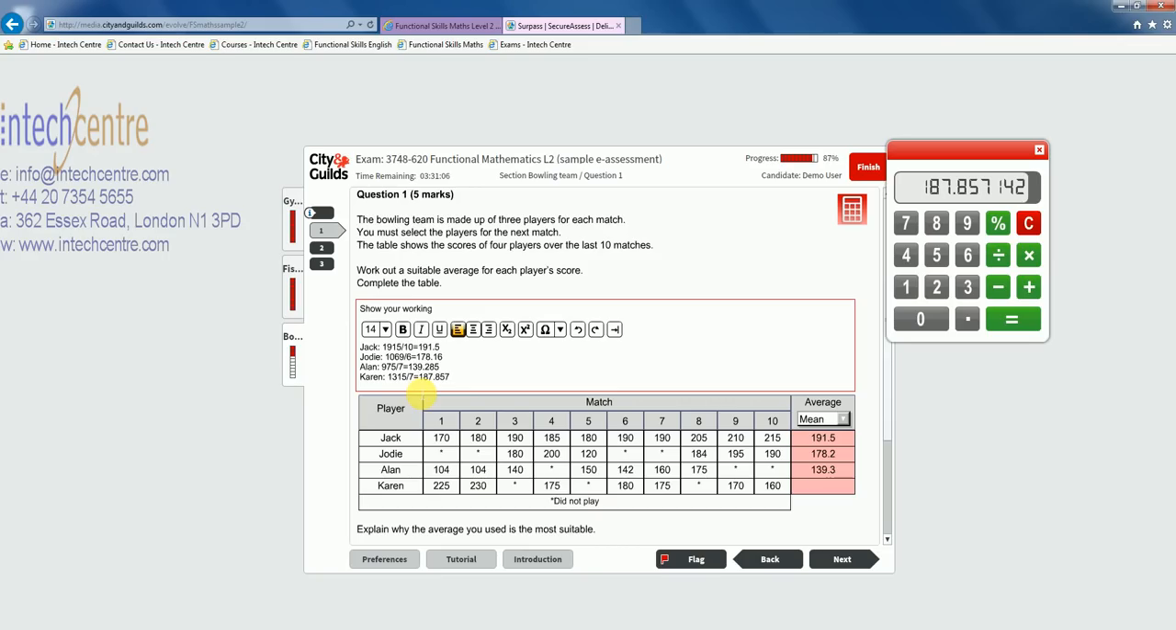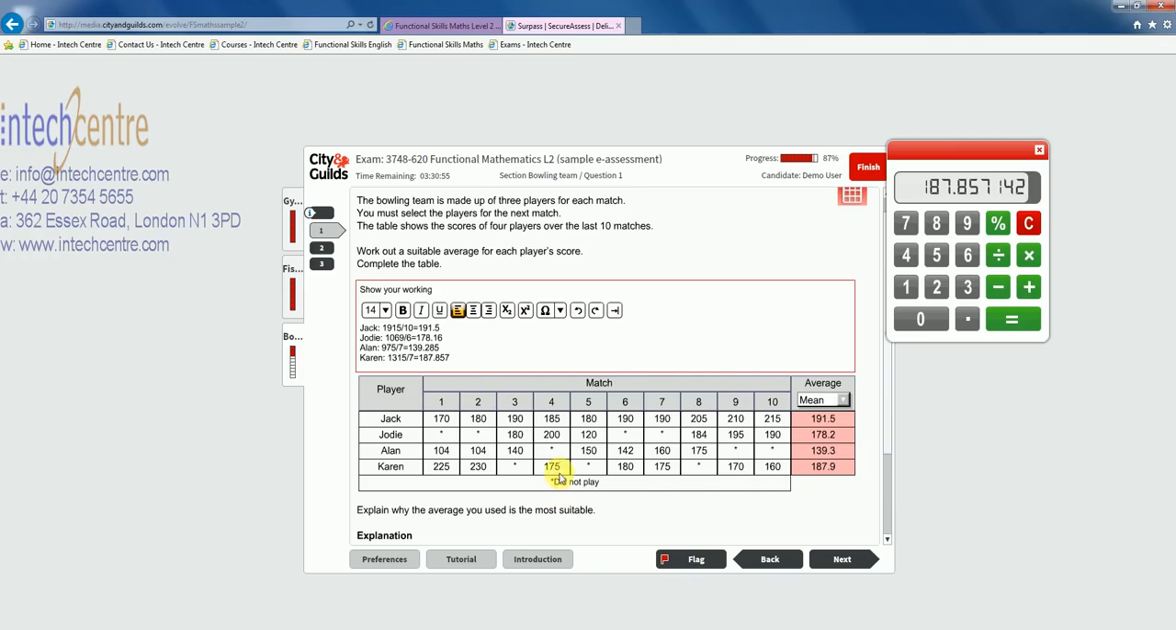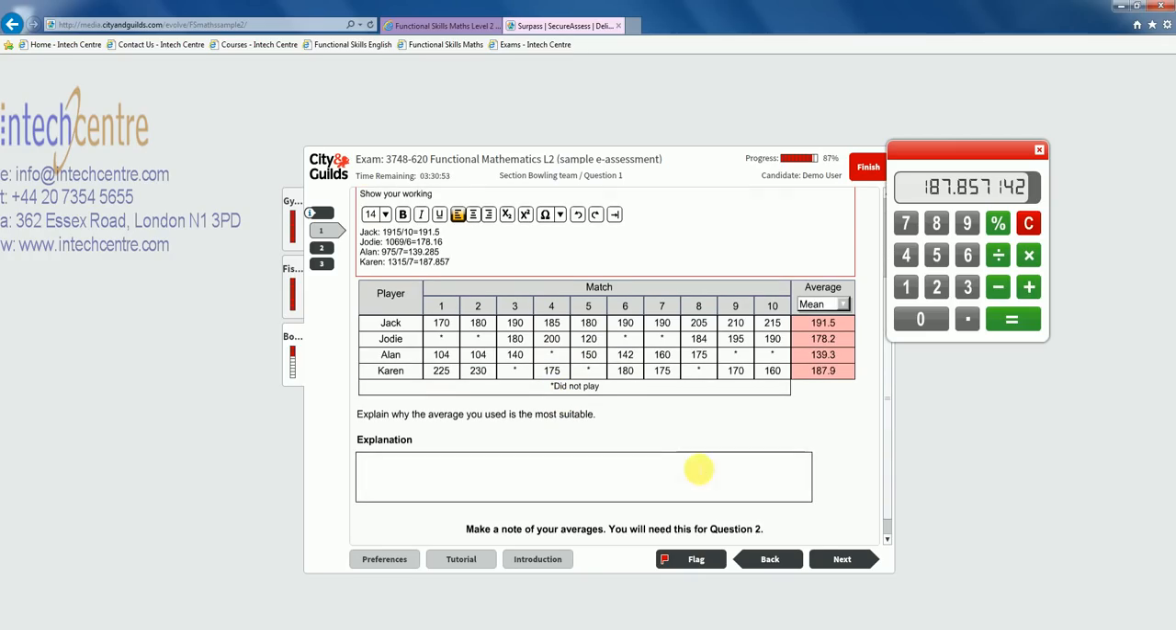85, 7, 142. That's fine. Again, I'm just going to round 187.9. Just going to round up. The next number is 8. So as you can see, this asterisk did not play the matches. So I'm just going to explain why the average used is most suitable.